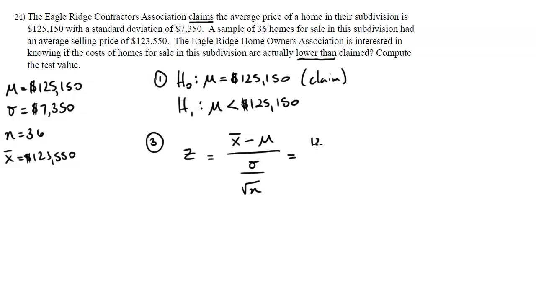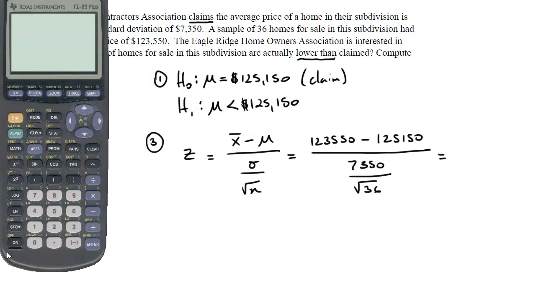So x bar is 123,550 minus 125,150 over sigma 7,350 over the square root of 36, which is just 6. Trusty calculator. Numerator in parentheses 123,550 minus 125,150 divided by, in parentheses, 7,350 divided by 6, square root of 36. Negative 1.31.